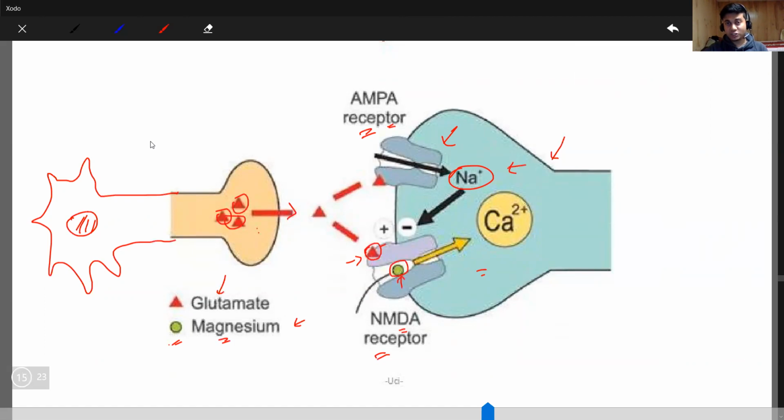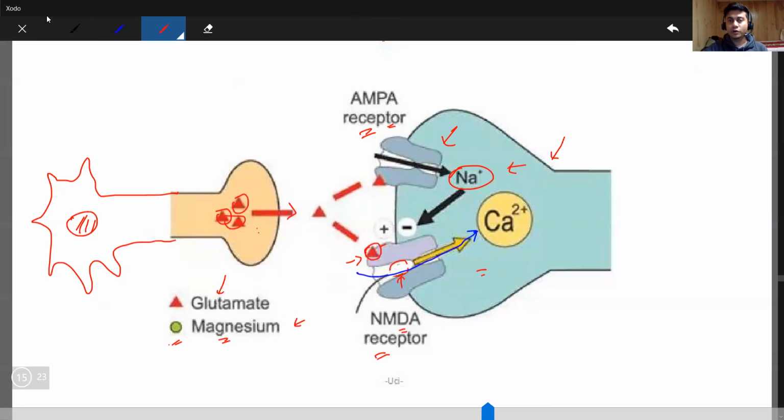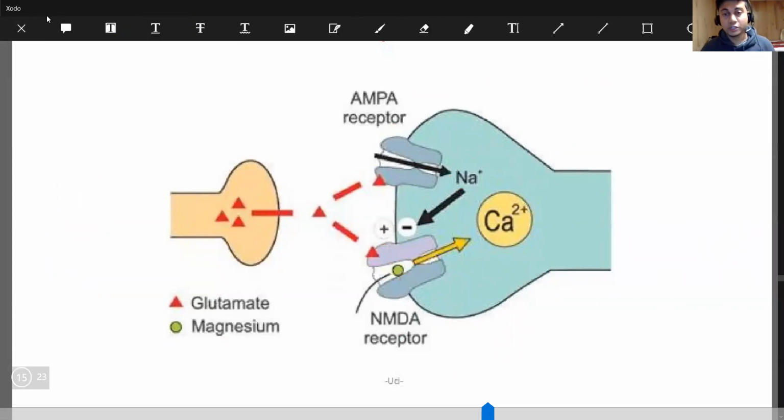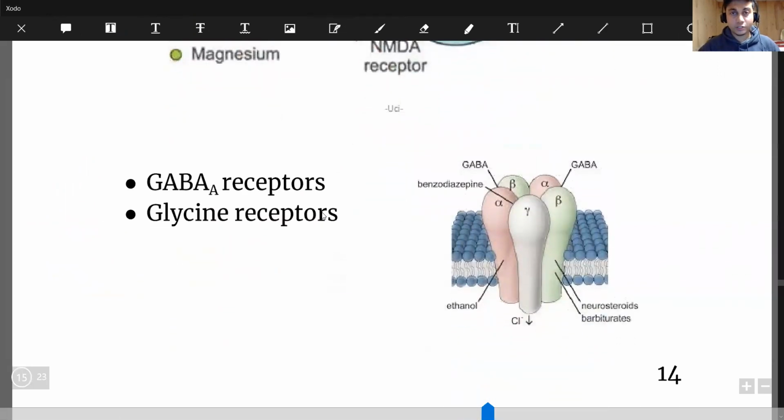Magnesium is removed from that channel, and whenever this magnesium is removed, you can guess that this pathway is now free, right? If I remove the magnesium from here, you can see that this path becomes free. And when this path becomes free, calcium goes in. And when calcium goes in, what happens? Another positive charge that leads to increased activity of the neurons, because positive charge leads to depolarization, and depolarization means increased activity. Very simple. That's how your glutaminergic neurons or glutamine neurotransmitter works.